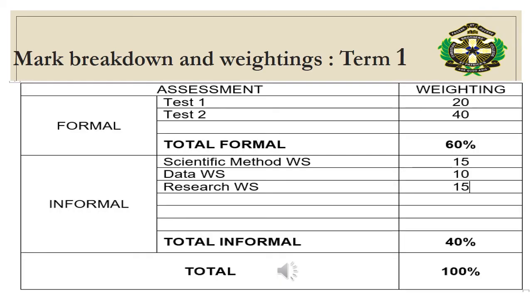The mark breakdown and weightings for term 1 and then obviously term 2 with lockdown. We had a term test in the first term, and term test 2 was basically the assessment they wrote during lockdown. That counted 60% for their formal mark. In the first term, we had a scientific method worksheet in class. We had a data worksheet, we had a research worksheet, the rolling of the tongue, and that was collated for the informal mark for term 1 and 2.